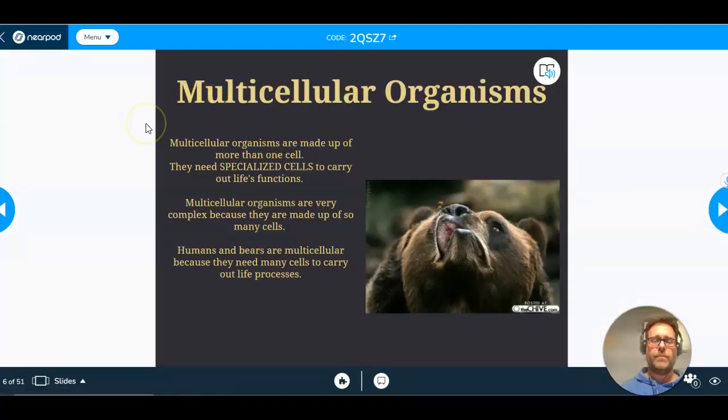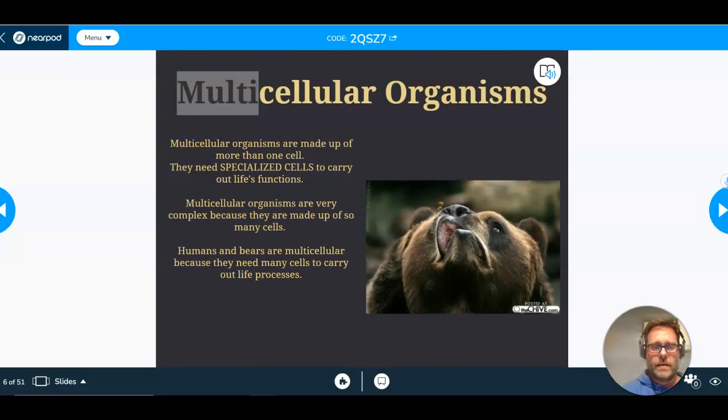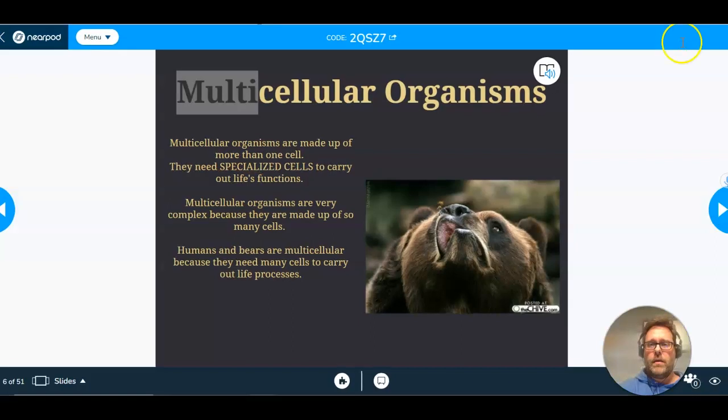Now, we have something else to talk about here, and that is multicellular organisms. This is organisms that are made up of more than one cell. And as I've said before, if you don't have this in your notes, you probably should get this in your notes. Specialized cells. Multicellular organisms must have specialized cells in order to carry out all of life's functions.